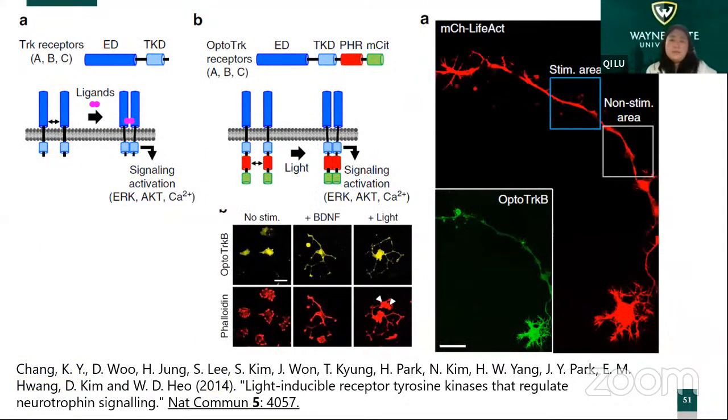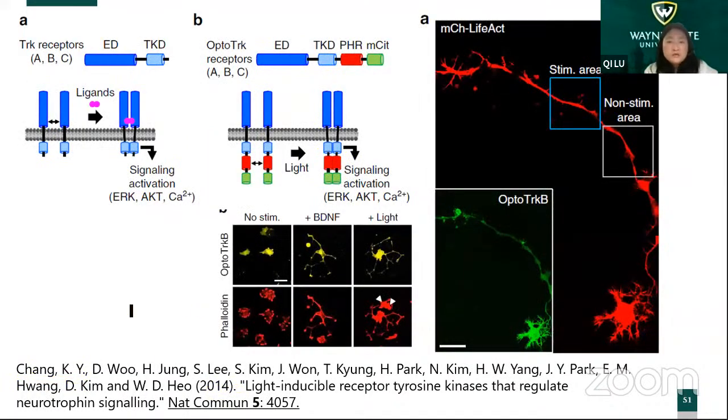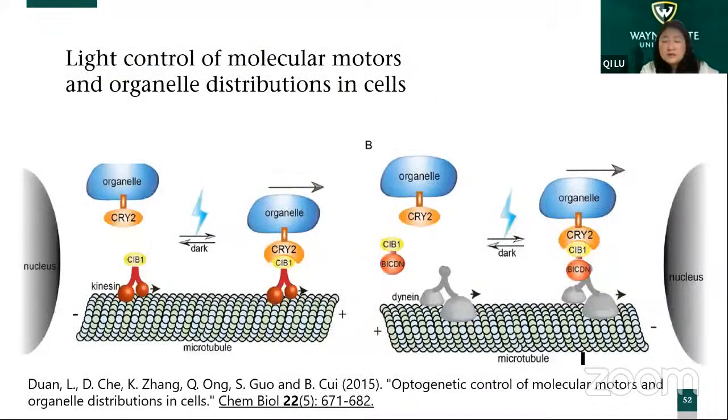I would like to talk about this because it's not only in HEK cells, but also in PC12, the neuron cell lines, and also in isolated hippocampus neurons from the mouse. It's a cell culture, but isolated neurons from the mouse hippocampus, and it has the effect on the neurotrophin signal pathways. So I think this is pretty cool.